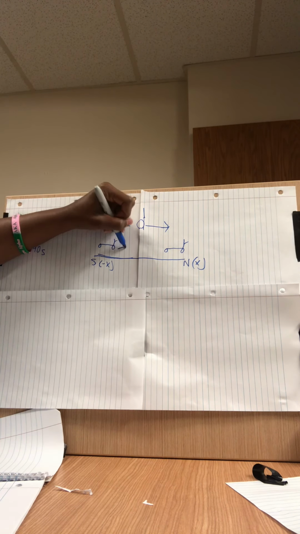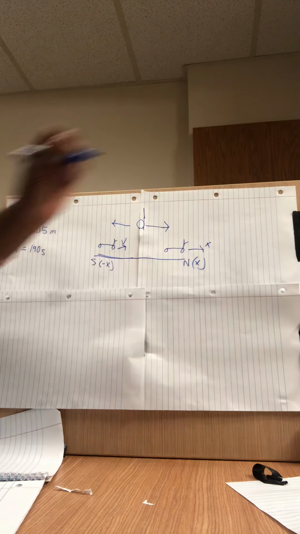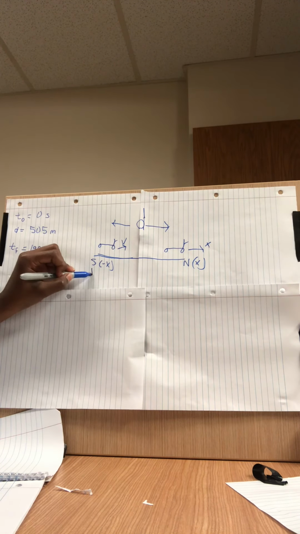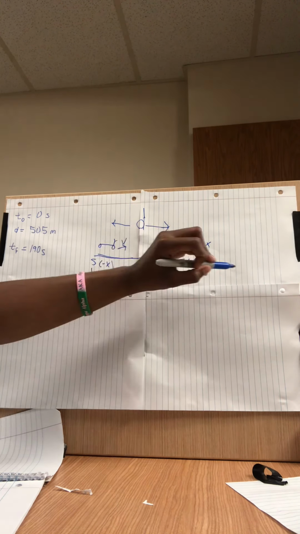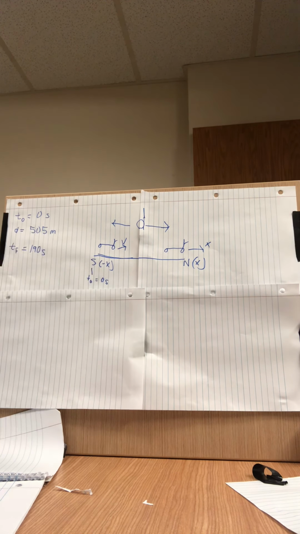This would be your velocity, your x. And then we're going to put the time right here because this is our starting point and we're moving towards the north. So this would be 0 seconds. So we're going to start off with the first problem.